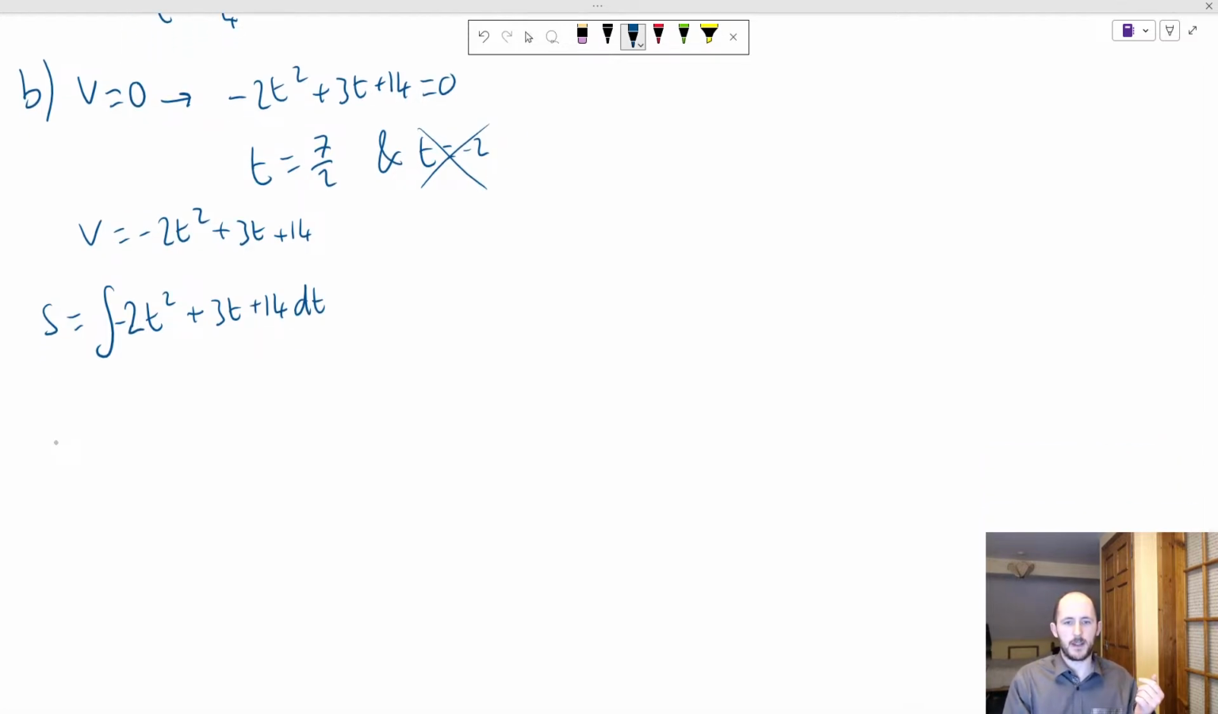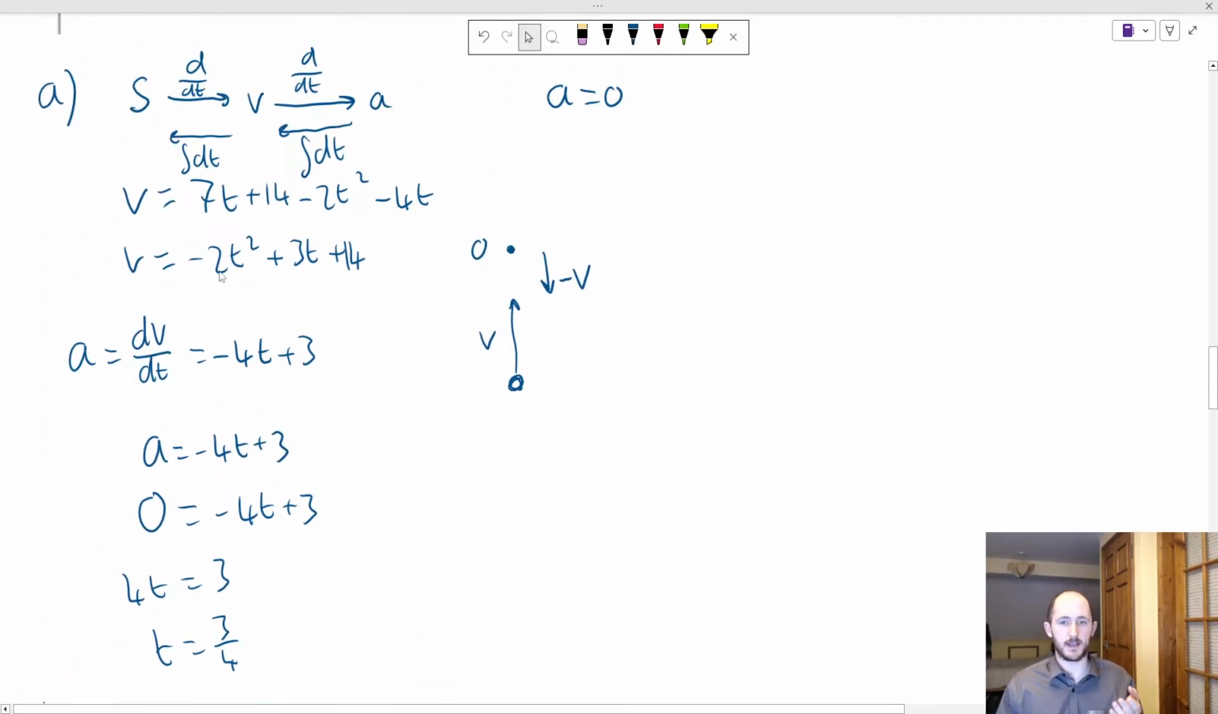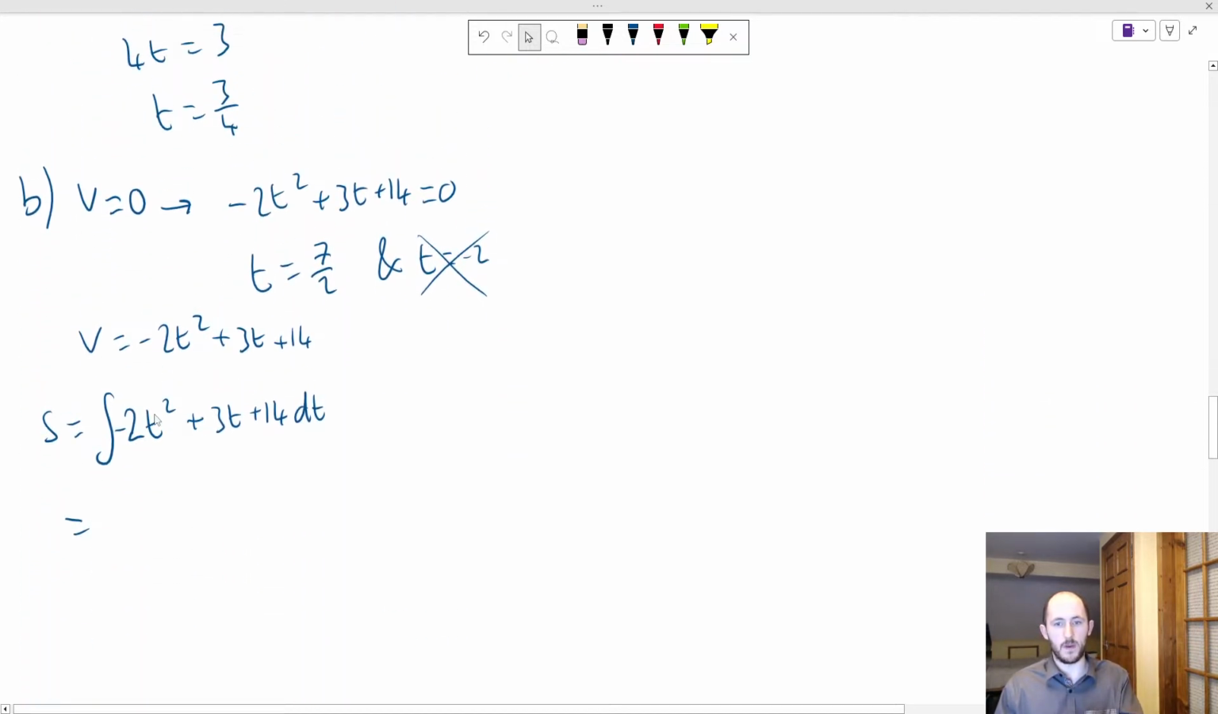So, how do you integrate? Well, you do the opposite of differentiating. When we differentiate, we brought the power forward, then subtracted 1. In integrating, we add 1 to the power, and then divide by the new power. So negative 2t squared, add 1 to the power, divide by the new power.